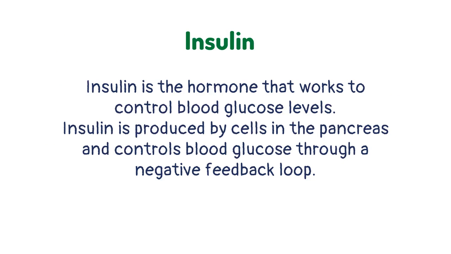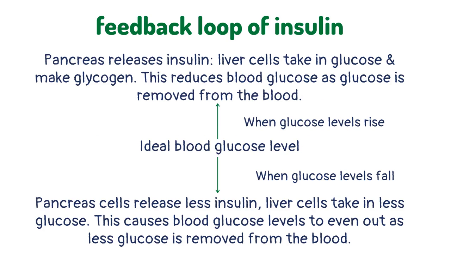Insulin is the hormone that works to control blood glucose levels. Insulin is produced by cells in the pancreas and controls blood glucose through a negative feedback loop. There is a negative feedback loop for insulin. If blood glucose falls, then the pancreas cells release less insulin. This causes liver cells to take in less glucose. This causes blood glucose levels to even out as less glucose is removed from the blood.